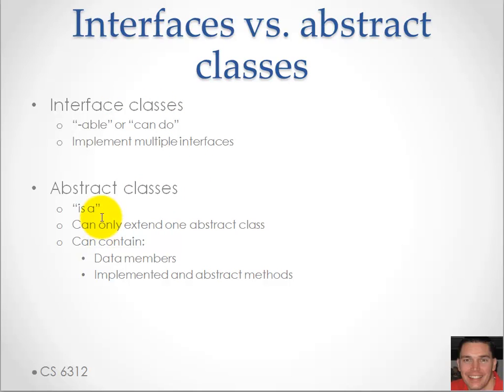Another difference between an abstract class and an interface class is that you can only extend one abstract class, and an abstract class can contain data members, implemented methods, and abstract methods. Whereas in an interface class, the only type of methods that you can have in there are abstract methods, which means they're all unimplemented, and you cannot have any data members within an interface class.